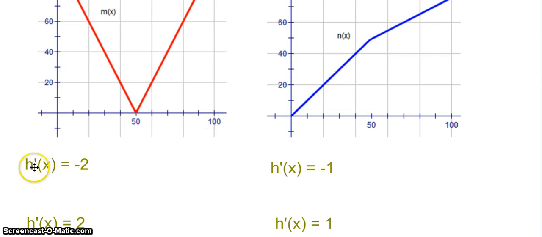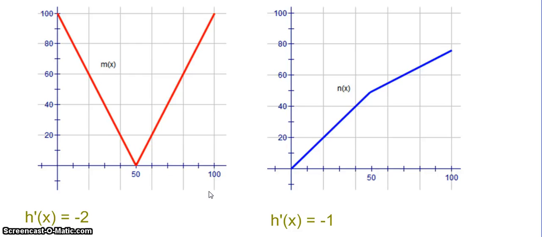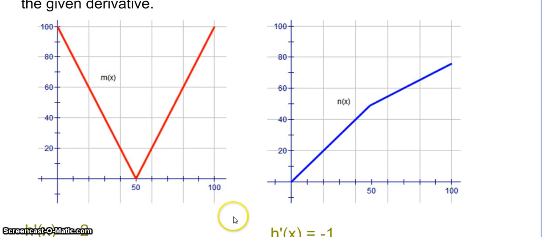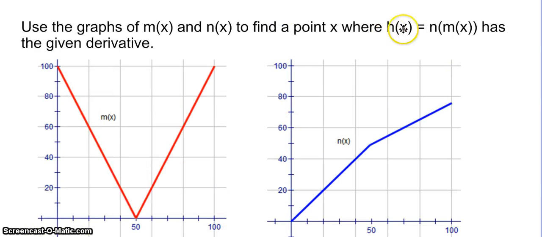So we want to evaluate h prime of x equals negative 2, h prime of x equals 2, h prime of x equals negative 1, and h prime of x equals 1. So what we're trying to do is find an x value that will make those statements true, knowing that h of x is n of m of x.